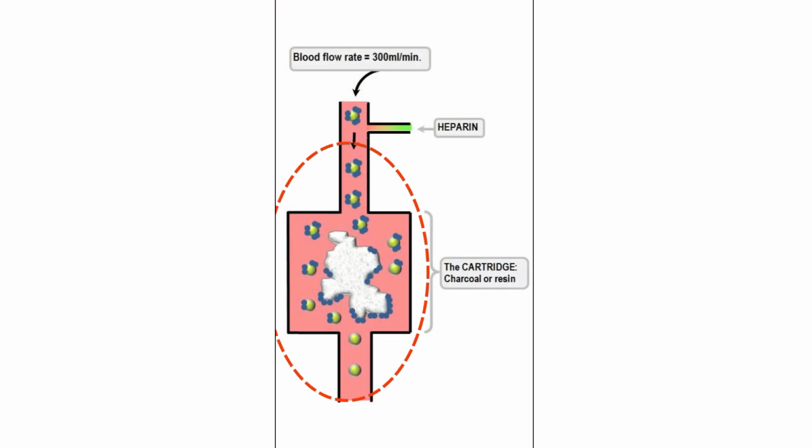And finally, let's see adsorption. Here, blood passes over a special material, usually a charcoal or a resin, and certain toxins simply stick to it. So there is no dialysate and no substitution fluid.